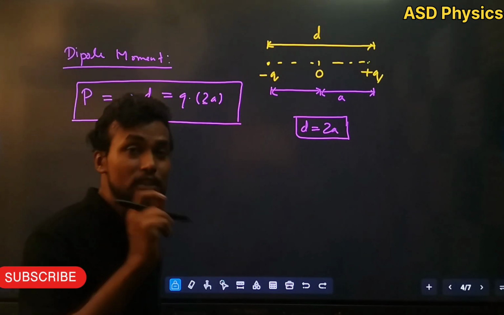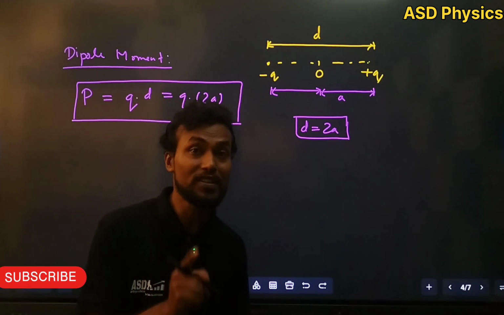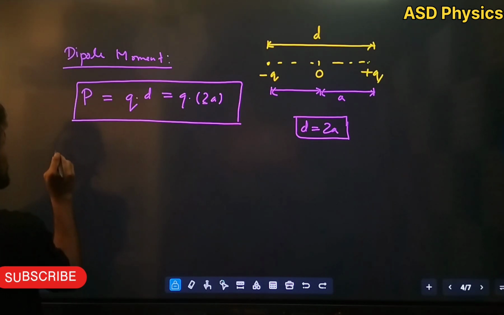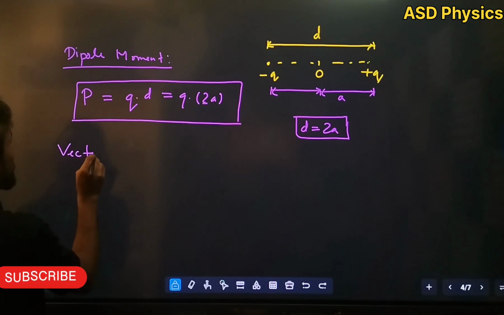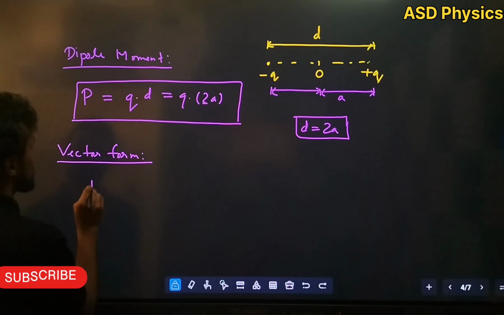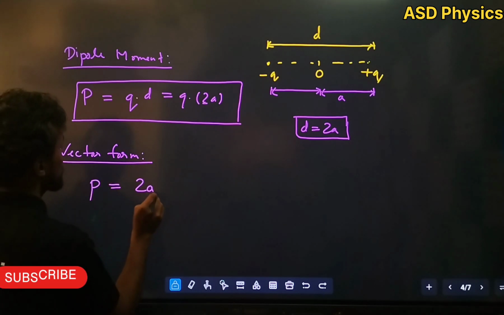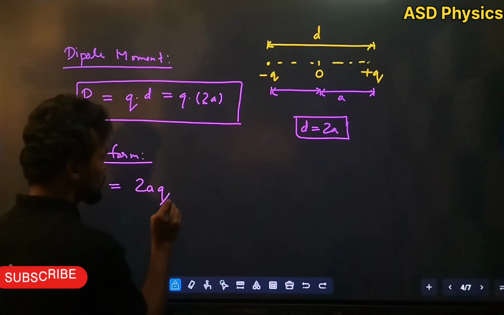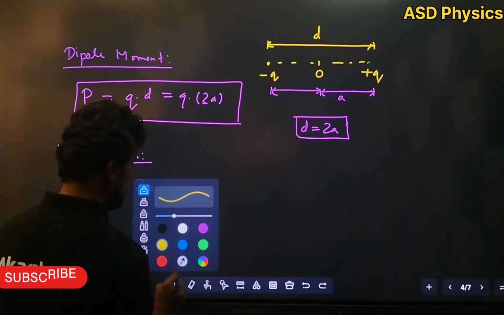Now students, you know very well dipole moment is which quantity? Vector quantity. Is it? So if I write it in a vector form, which form, students? Vector form. So see here please, p equal to, I am writing 2aq, this is the magnitude. Then I will multiply it with the unit vector.